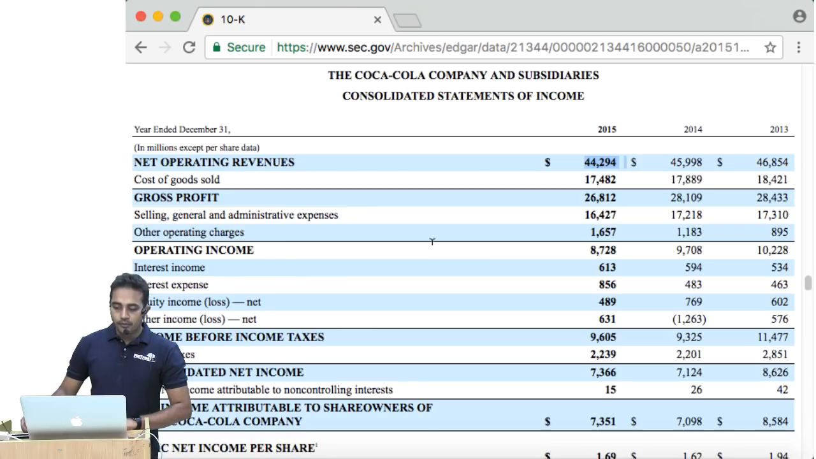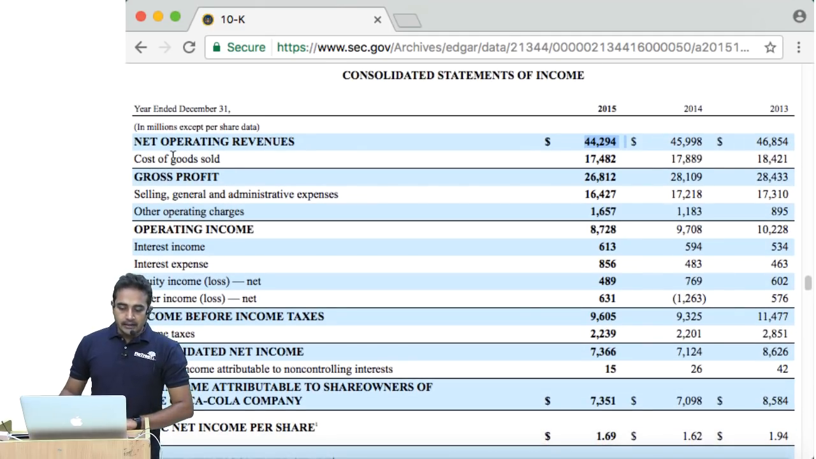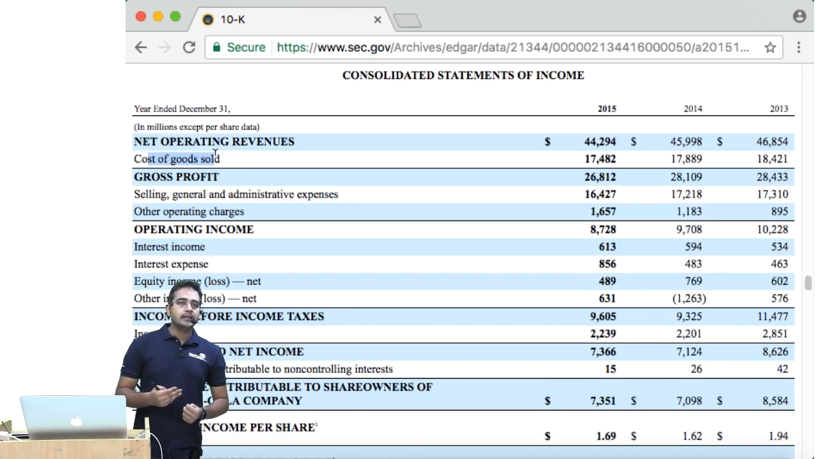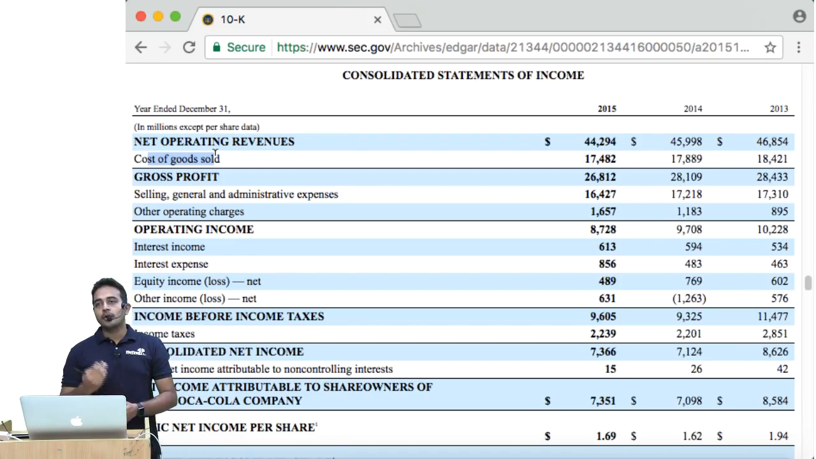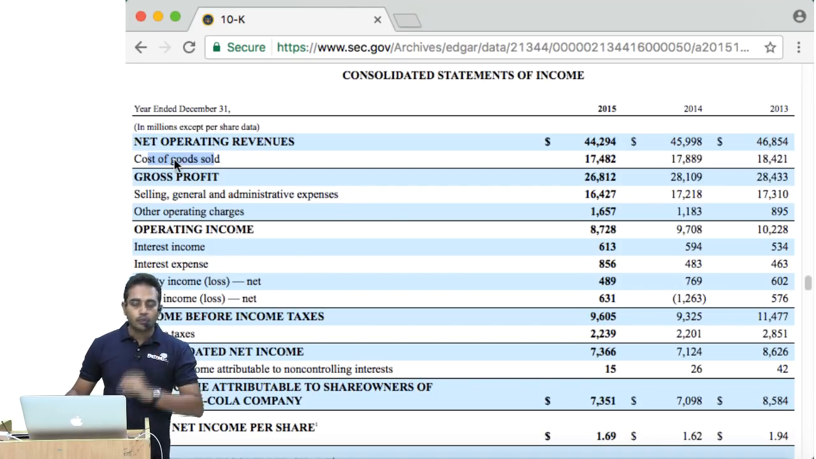So that's 44294. Then minus COGS, cost of goods sold. And cost of goods sold is essentially the manufacturing cost, right? So it will include the cost of raw material, cost of labor, processing cost, everything with respect to manufacturing. So you reduce cost of goods sold, and what you get is the gross profit, which is 26812.